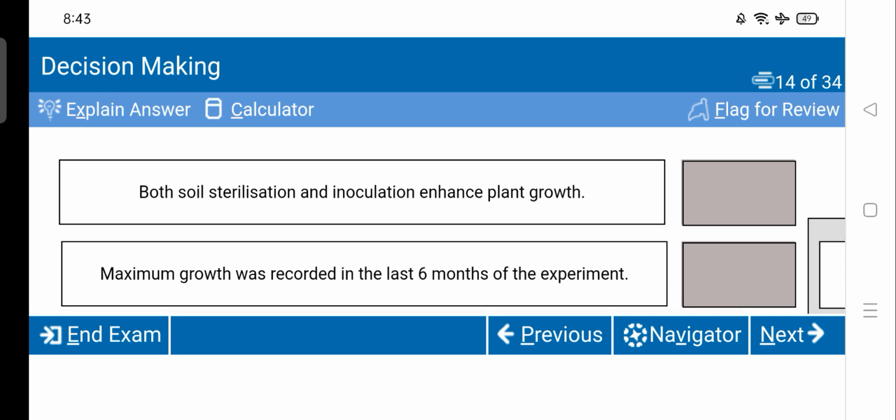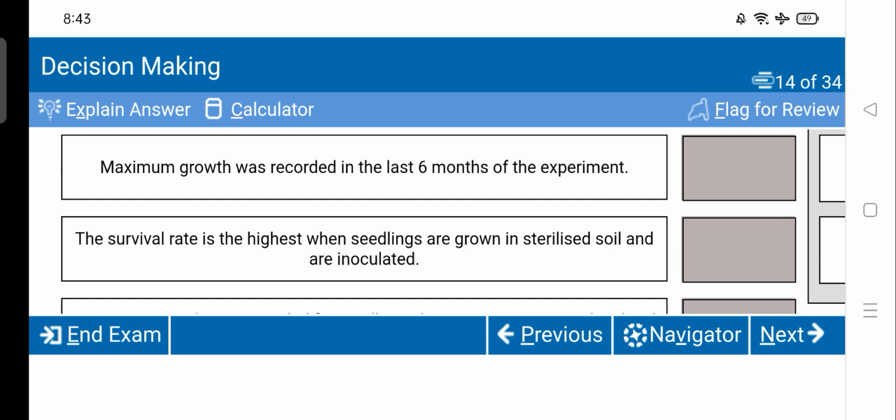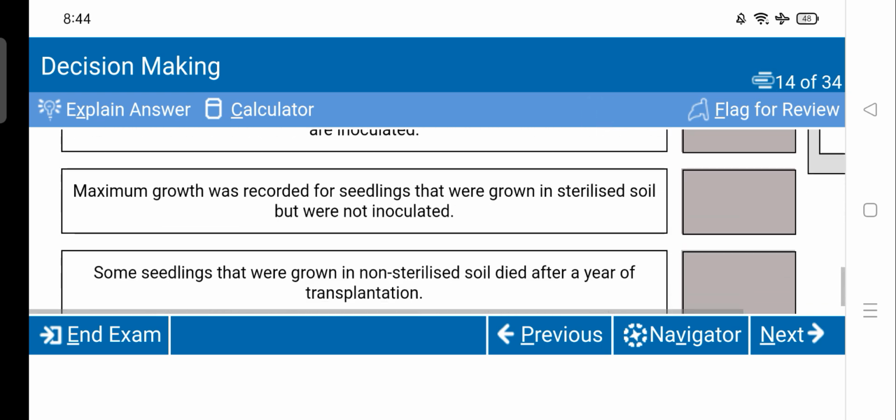Both soil sterilization and inoculation enhance plant growth. Maximum growth was recorded in the last 6 months of the experiment. The survival rate is the highest when seedlings are grown in sterilized soil and are inoculated. Maximum growth was recorded for seedlings that were grown in sterilized soil but were not inoculated. Some seedlings that were grown in non-sterilized soil died after a year of transplantation.